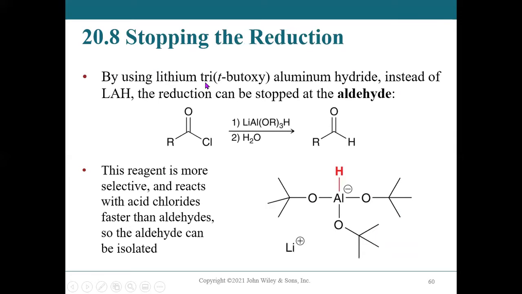By using lithium tri-tert-butoxy aluminum hydride, here this structure, instead of LiAlH4, the reduction can be stopped at the aldehyde. This reagent is more selective and reacts with the acid chloride faster than the aldehyde, so the aldehyde can be isolated.